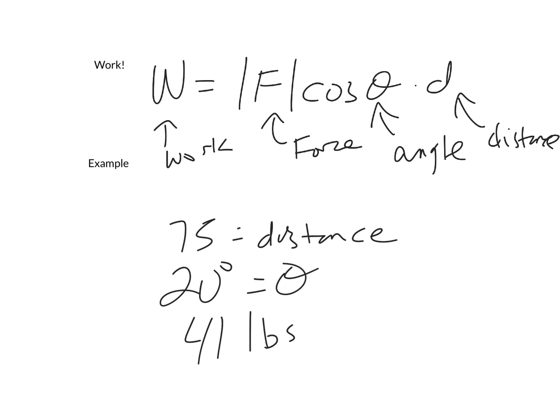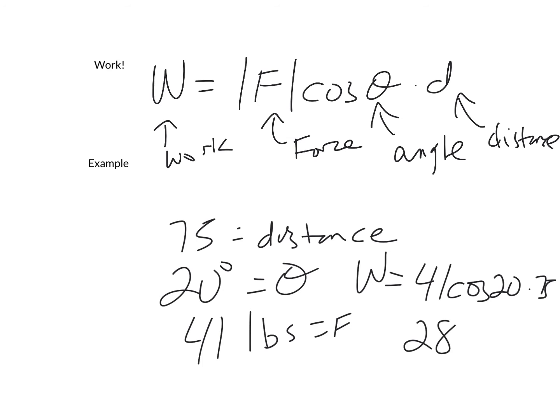With all that information, let's use our formula. F is 41 cosine 20 times 75. Put that all in. What do we get for our work? We will get approximately 2,890 units. This will be foot-pounds.